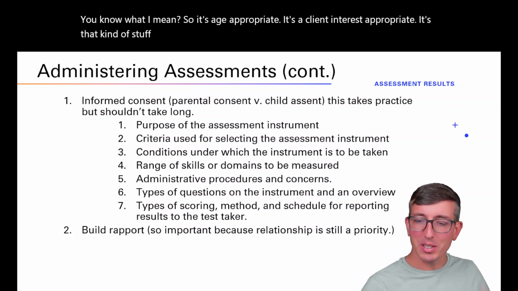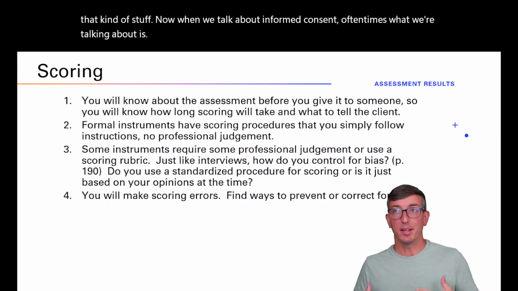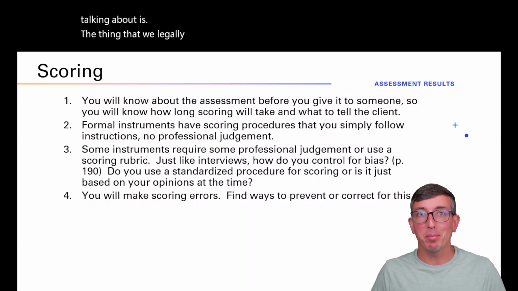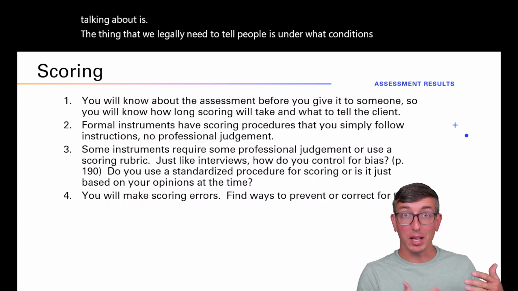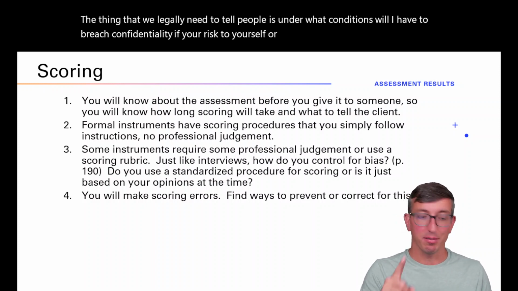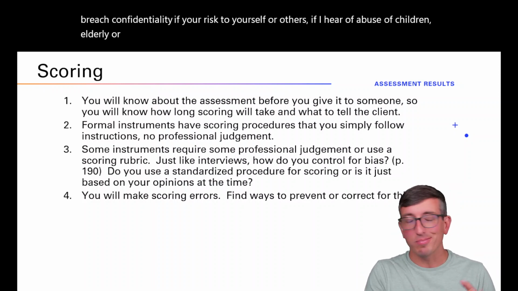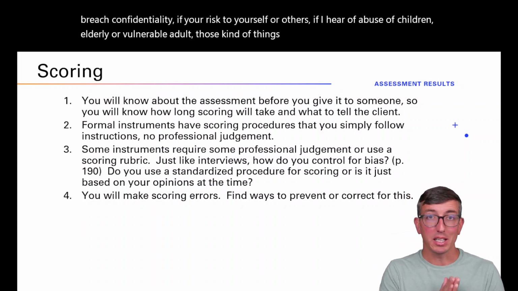Now when we talk about informed consent, oftentimes what we're talking about is the thing that we legally need to tell people, which is under what conditions will I have to breach confidentiality? You're a risk to yourself or others. If I hear of abuse of children, elderly, or vulnerable adults, those kinds of things are what we're legally required to report.